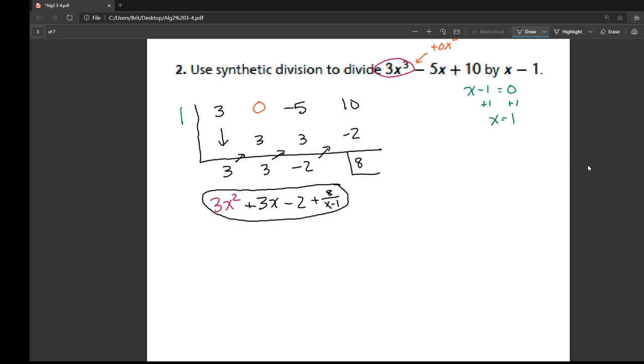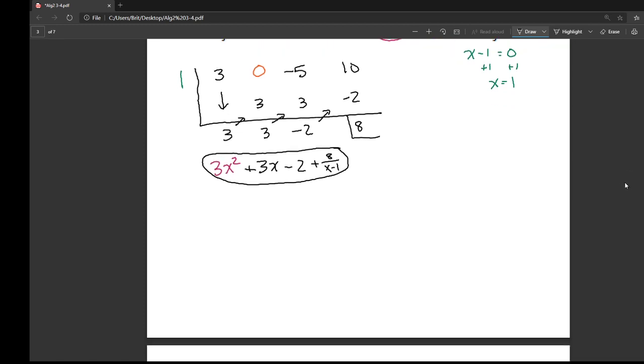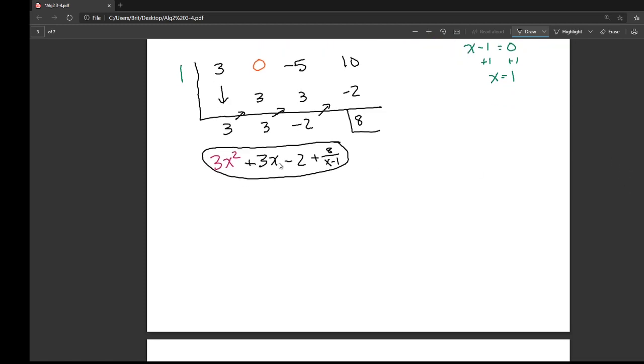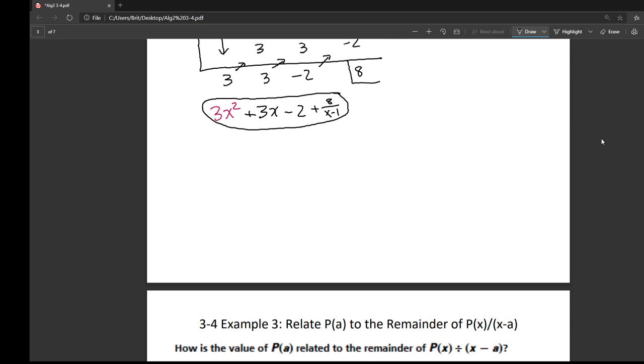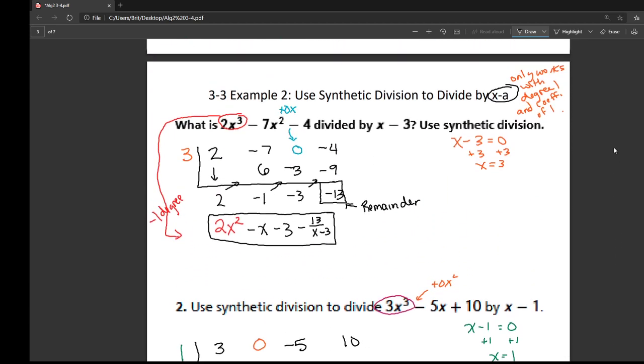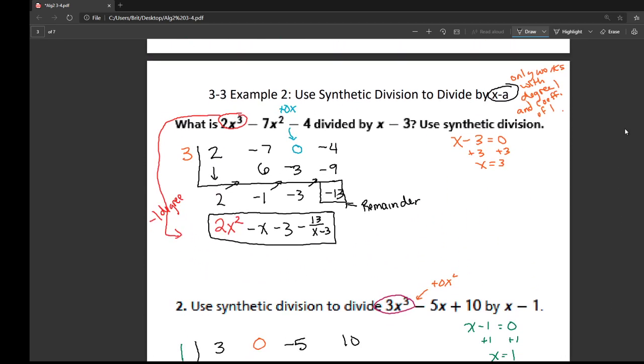So synthetic division takes up a lot less space on your paper. It's very quick to divide by. Just don't forget that you do have to write it out as a polynomial in the end. There you have it. That's synthetic division.